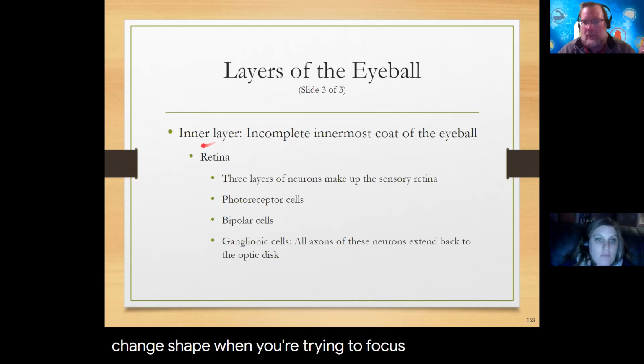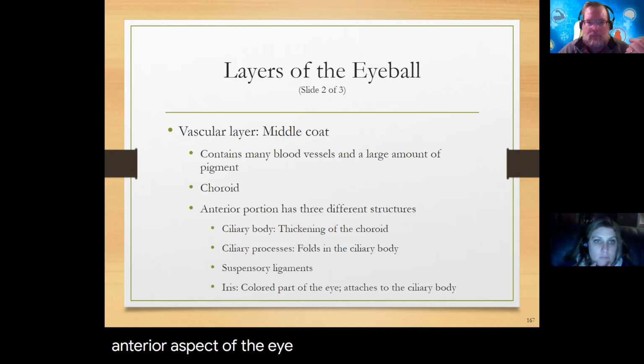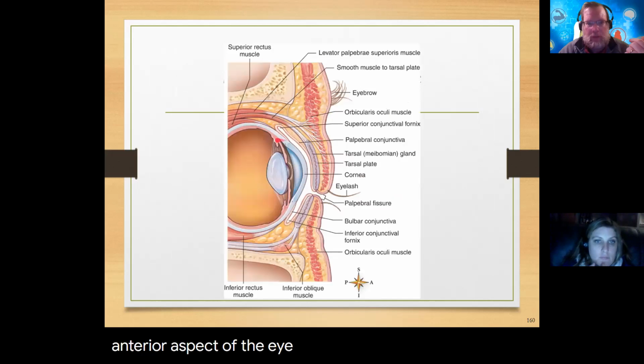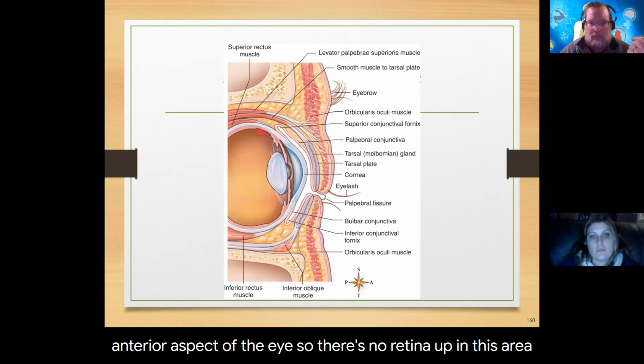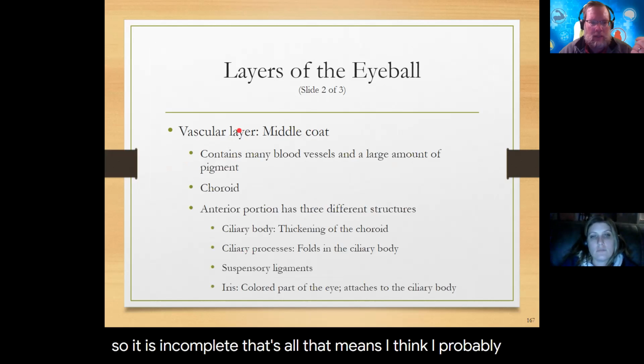Then finally, the deepest layer, the inner layer of the eyeball, it is incomplete because, again, it kind of ends toward the anterior aspect of the eye. There we go. So there's no retina up in this area, so it is incomplete. That's all that means. I think that probably goes without saying.